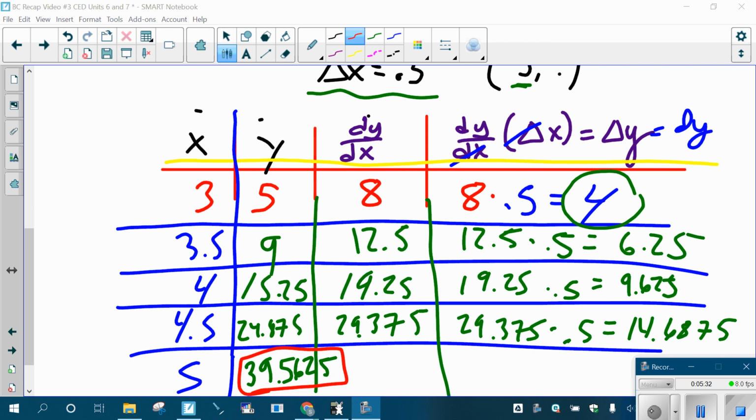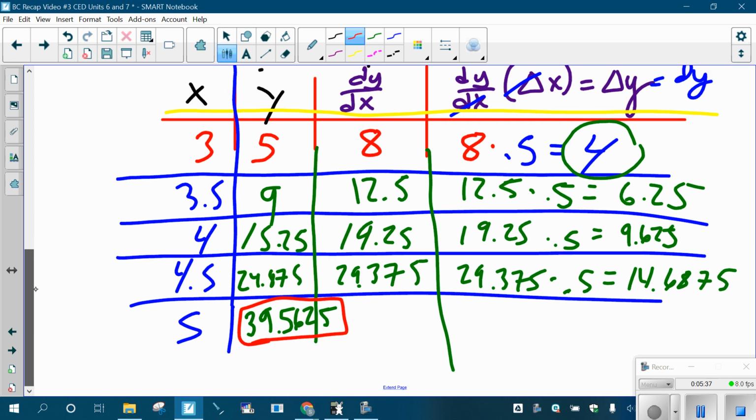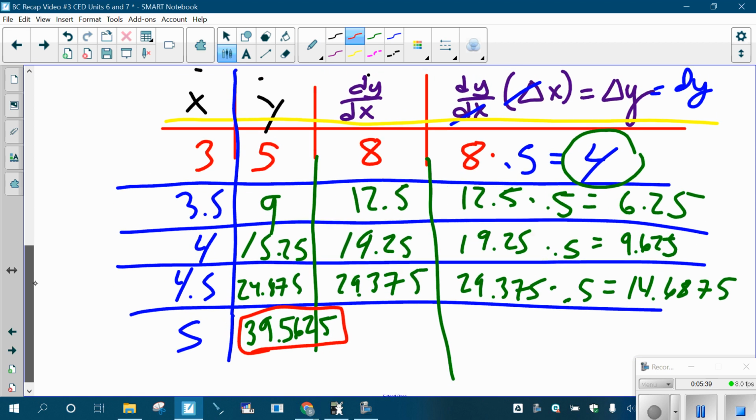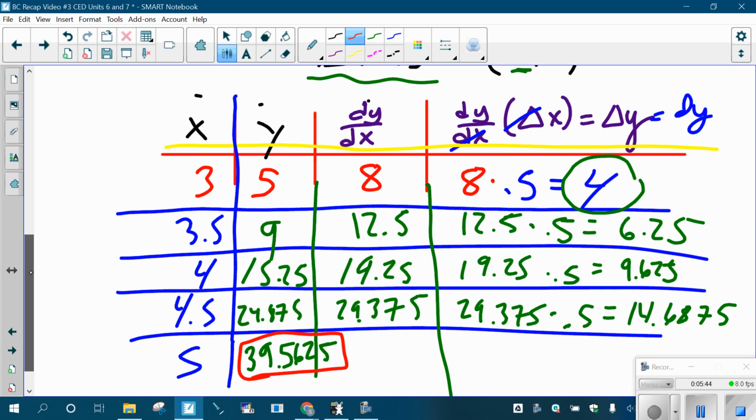And I can stop right there, notice, because all I was trying to figure out was what y value goes with an x value of 5. And so based on this Euler's method, a y value of 39.5625 would go with it. Cool.